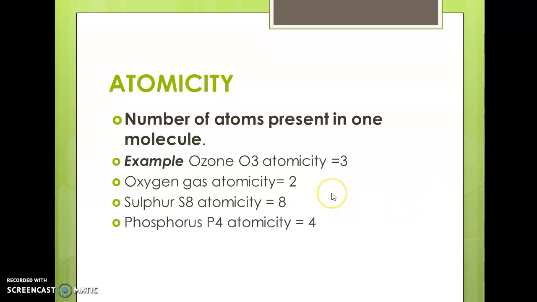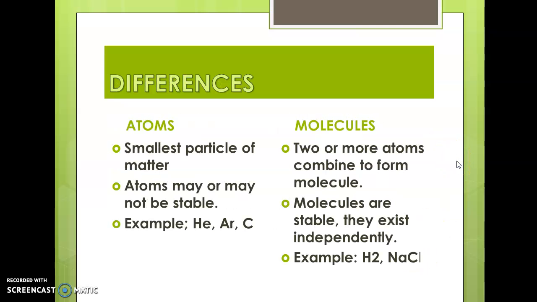Here, examples are given. Ozone, O3. There are 3 atoms of oxygen. So the atomicity is 3. Oxygen gas. I know you all will write it as O2. So there are 2 atoms of oxygen. The atomicity is 2. Sulfur, the atomicity is 8. And phosphorus, the atomicity is 4. So atomicity is the number of atoms in a molecule.